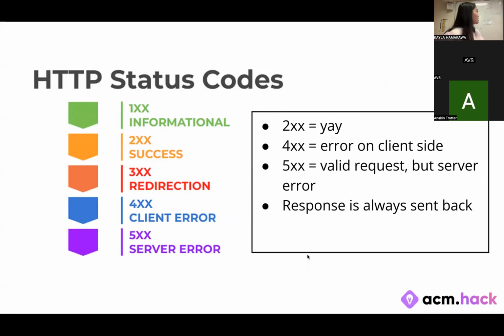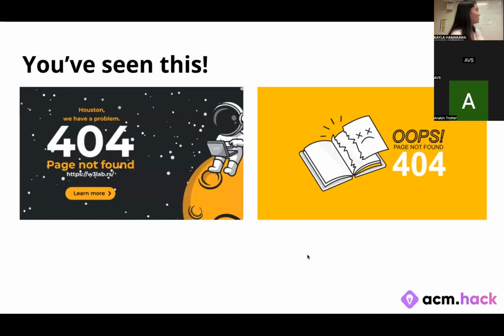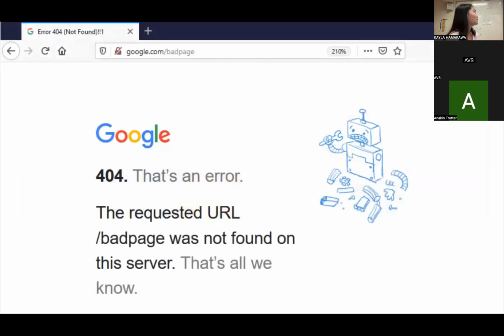And so you've actually seen this before, I'm assuming, when you see the 404 page not found page. And this is a status code like you saw before. And if you remember, 400s means it was a client error. So you requested a page that the server cannot find anywhere. And so if you go to Google and you request a bad page, it's going to tell you it was not found on the server. They can't show you a page.